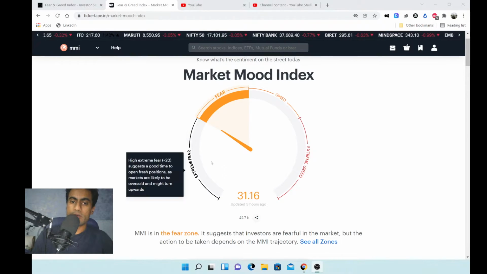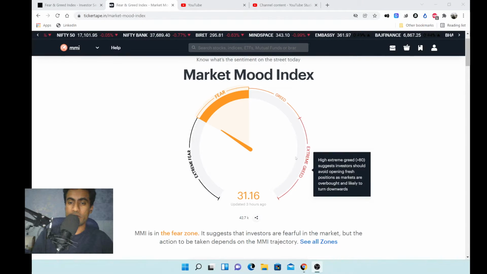If market goes towards extreme fear, which is less than 20, it's a good time to accumulate stocks. And whenever market goes towards extreme greed, it is good that you sell your stocks and avoid the market. So this is a good way to determine whether you want to buy or not.